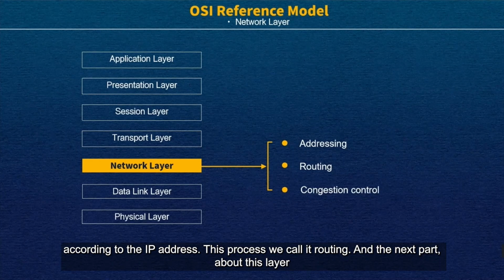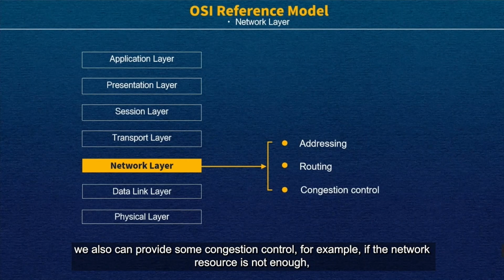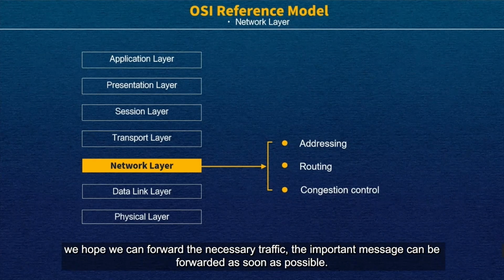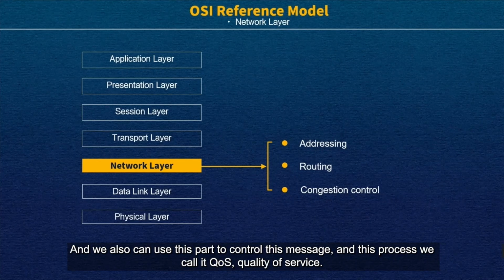And the next part, about this layer, we also can provide some congestion control. For example, if the network resources are not enough, we hope the important message can be forwarded as soon as possible. And we also can use this part to control this message. This process we call QoS, quality of service.